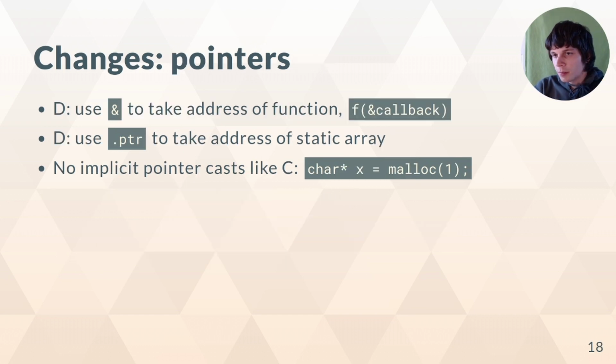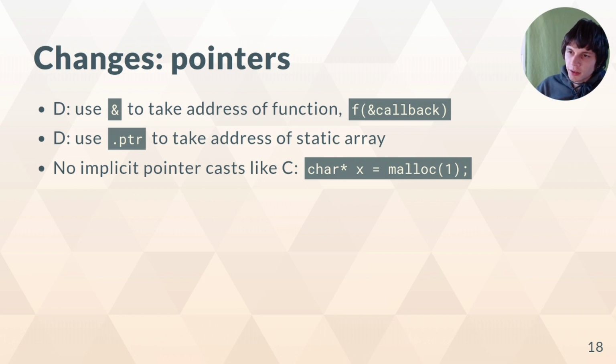Pointers are a fun one, because in C basically anything goes. You can implicitly convert a function to a function pointer and an array to a pointer, and one pointer can implicitly convert to another pointer type. In D, you need the ampersand operator to take the address of a function, and you can use the .ptr property to take the address of a static array. You can also use the ampersand to get a pointer to a static array, but I prefer .ptr because it also works with slices, and this will come back a few slides down.